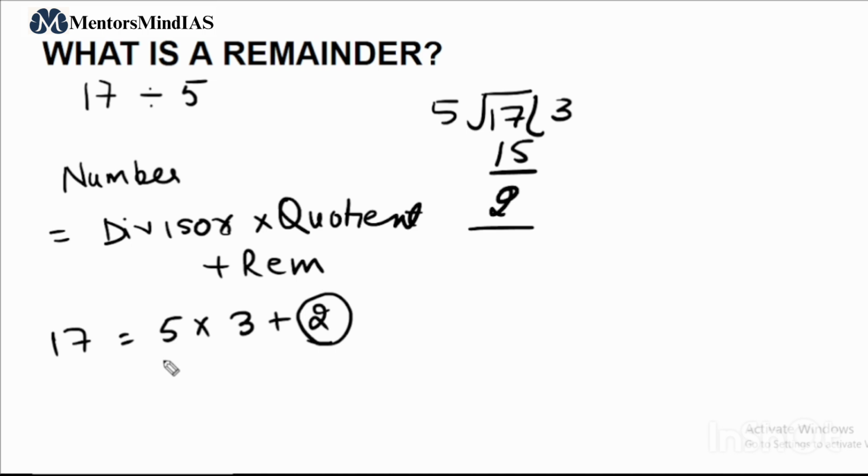From here we can see that your remainder will always be less than the divisor. Here 2 is less than 5. In any case you will see that your remainder will always be less than the divisor. This property will be used in a lot of questions later, so that is why I am telling you here itself. Now let us go to the remainder theorem.